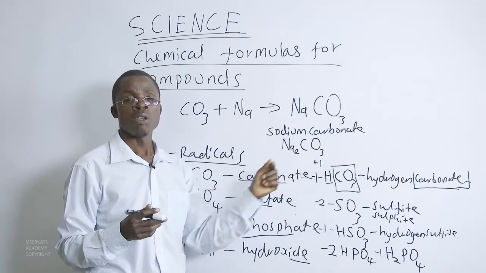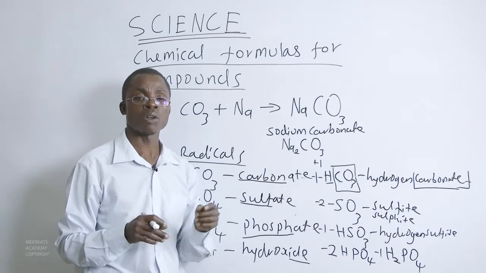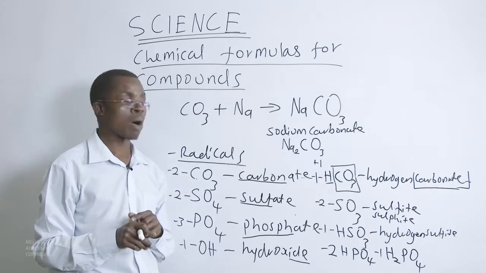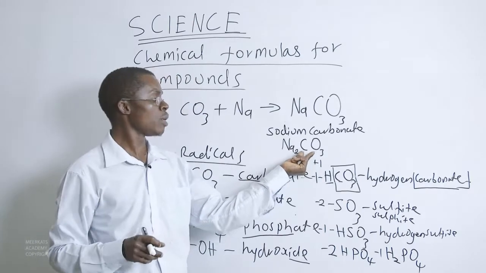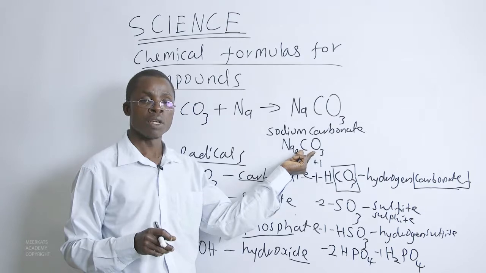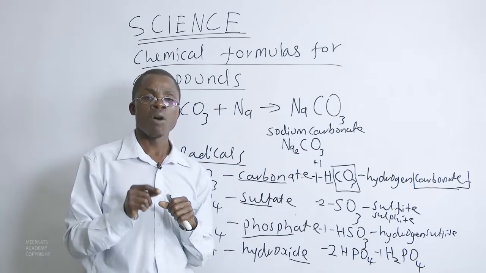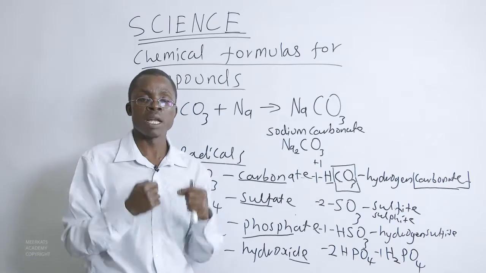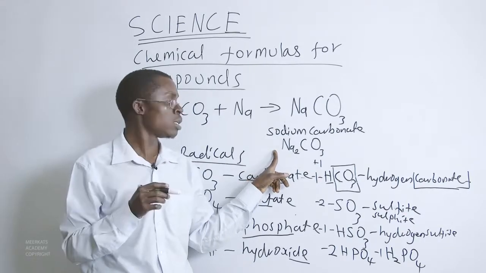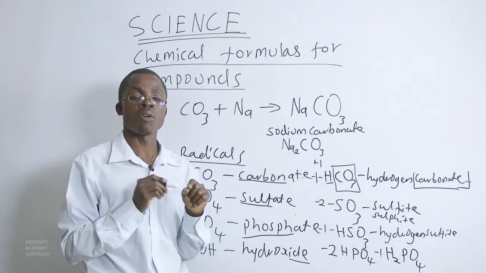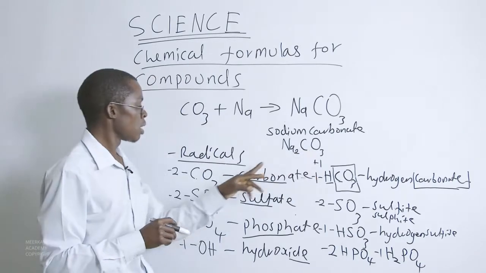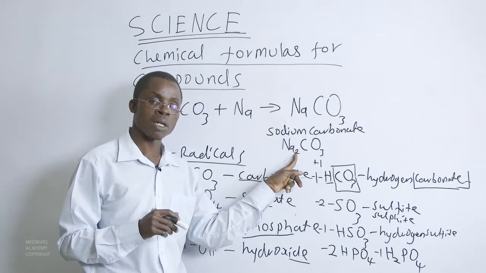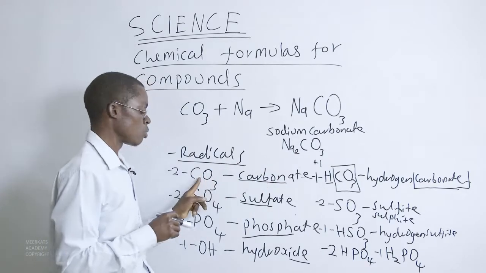So when writing the formula, you also have to put in a new aspect of combining powers. And each radical has its own combining power. So when we are now introducing the combining power in writing the name, you have to indicate the combining power of the radical on the new coming in element. That this element has combined with this radical that has this type of combining power. So the combining power of carbonate is 2. Sodium is coming in. So it is combining with carbonate with this combining power 2. The carbonate is 2.